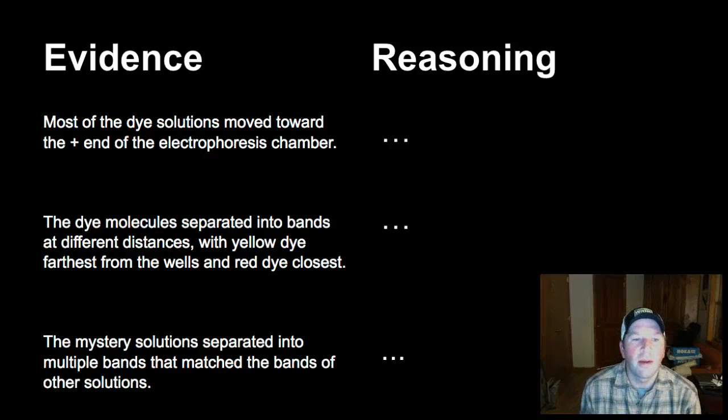Here are some other possible observations you might have from the gel electrophoresis lab. The movement of the dyes toward one end of the electrophoresis chamber. A second might be that the molecules separate into bands at different distances, with each band being a different color. And you might also have noticed that the mystery solutions appeared to be separated into multiple bands that matched some of the bands of other solutions. So they didn't just separate into random ones, they separated into bands of known solutions where we knew the color.